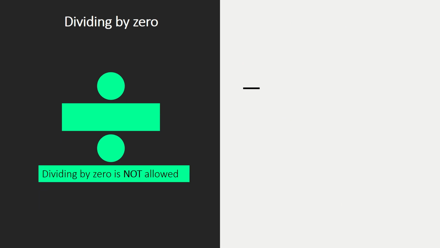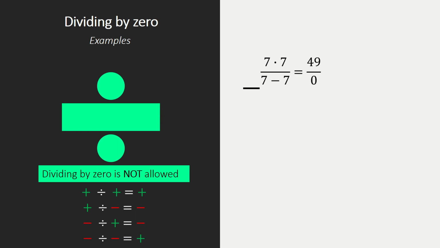Alright, so let's have a look at some more examples. When we have 7 times 7 over 7 minus 7, please remember that you first must simplify the numerator and the denominator. So 7 times 7 equals 49 and 7 minus 7 is 0. So you get 49 over 0. We are not allowed to divide by 0, so there is no answer.